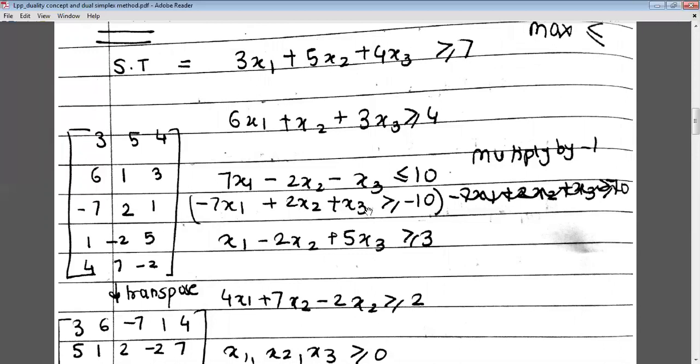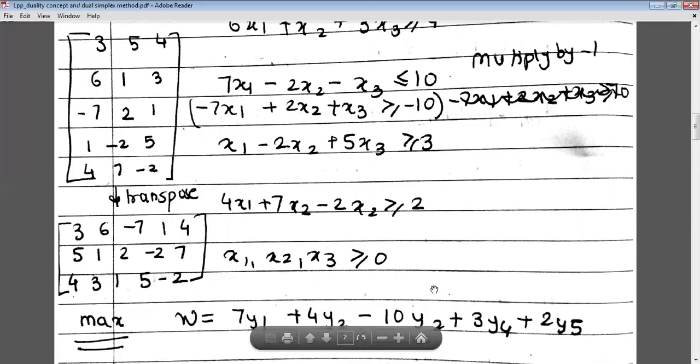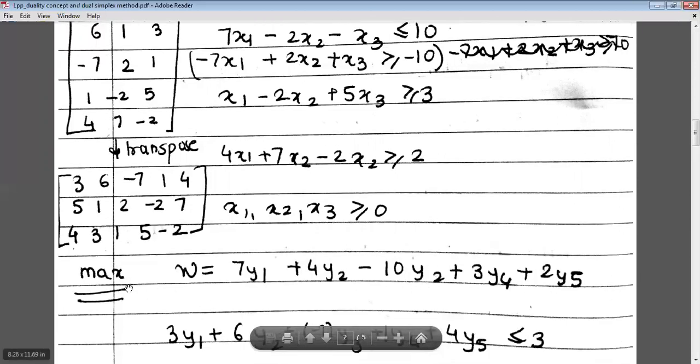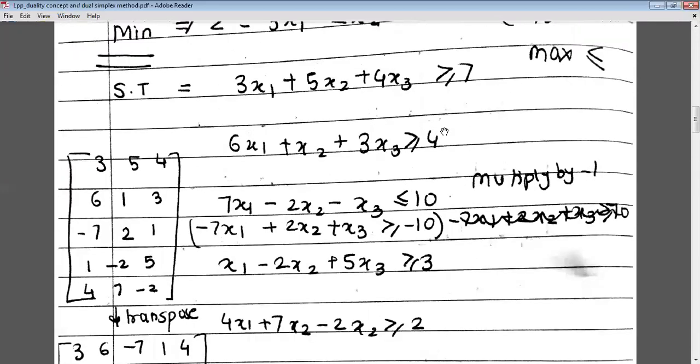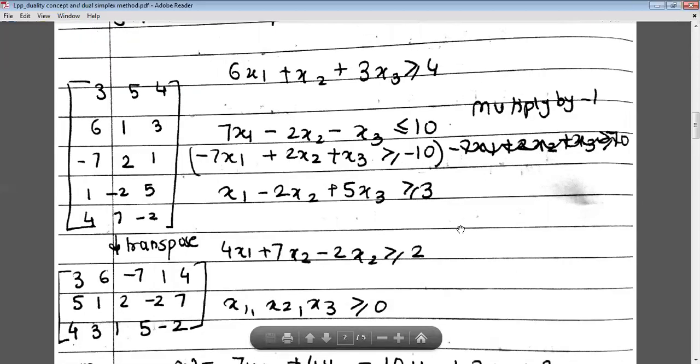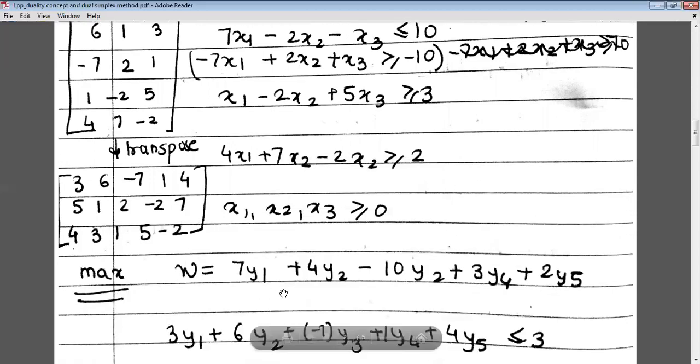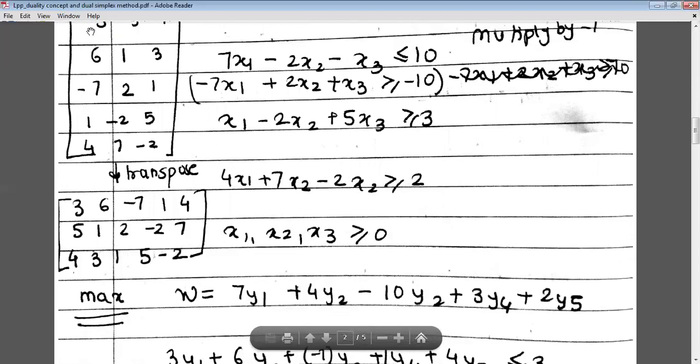As I told you, these last values will be the objective function coefficients. So this becomes W, a maximization problem: 7y1 plus 4y2 minus 10y3 plus 3y4 plus 2y5. If you see, these last values have been replaced as the coefficients of the objective function. Okay, so we have got the objective function. Now x is being replaced by y. Now you can check out these values.